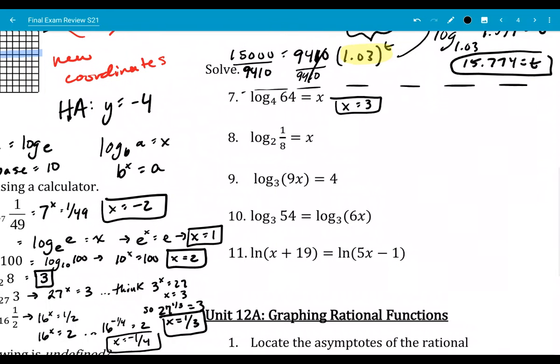For number 8, 2 to the what is 1 over 8. It's a fraction, which tells me the number has to be negative. So I want to think 2 to the what equals 8, and then that answer, I'm going to put a negative on it. So 2 to the third is 8. So 2 to the negative 3 is 1 over 8.